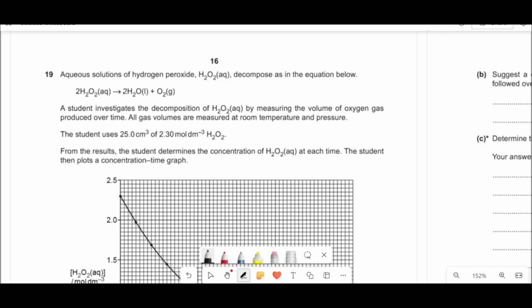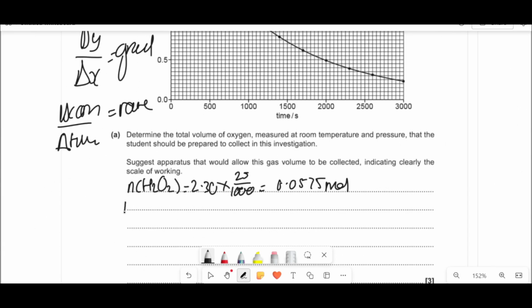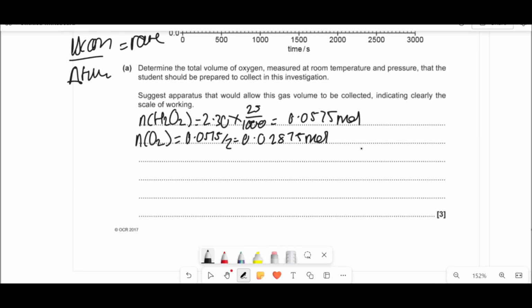Now, all of this will eventually produce this gas. You can see they're in a 2-to-1 ratio. So the moles of O2 is going to be this times a half, right? So 0.0575 divided by 2. If I do that, we get 0.02875 moles.